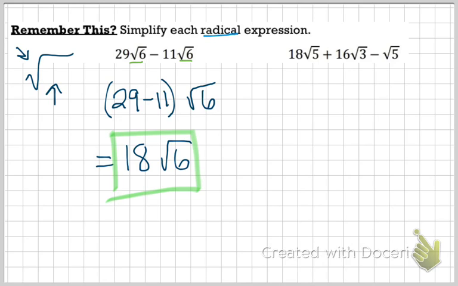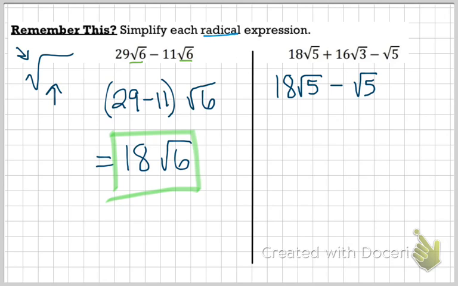This next example here, we have 18 square root of 5 plus 16 square root of 3 minus square root of 5. In pronouncing it, you hear clearly that there are two square roots because the index is 2 and the radicand is 5. There's two square root of 5s. So what I'm going to do is rewrite this expression and make sure that my like radicals are next to each other.